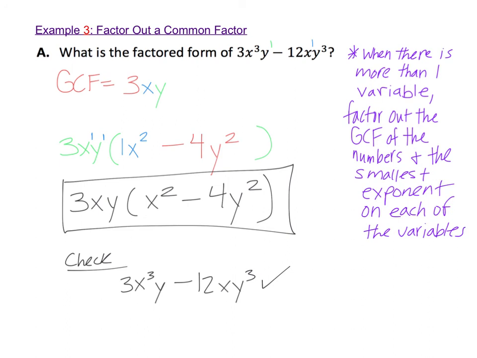You can also think of just taking each term and dividing it by 3xy. So you divide the numbers and you take away one of the x's and one of the y's. That will also leave you with the same answer here.